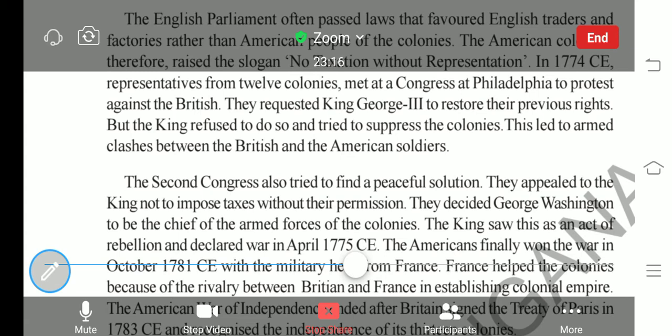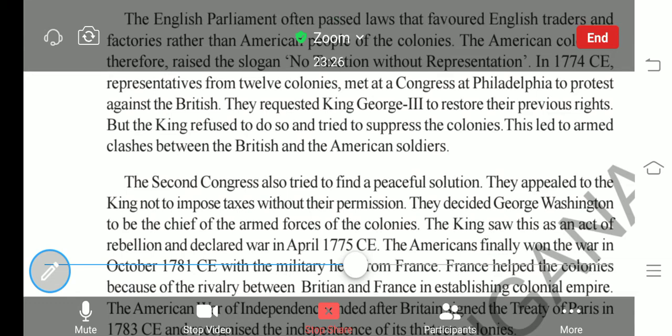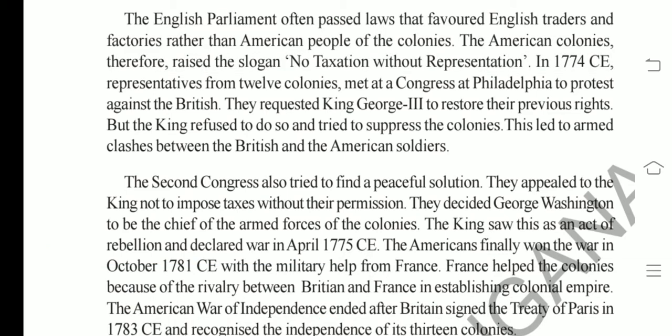Understand? They tried to pass a resolution peacefully. They wanted to find a solution for their problems, a peaceful solution. Instead of creating violence and waging war, they wanted to attain their rights and fulfill their needs in a peaceful way.